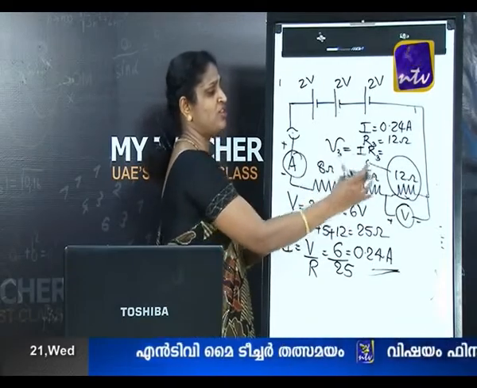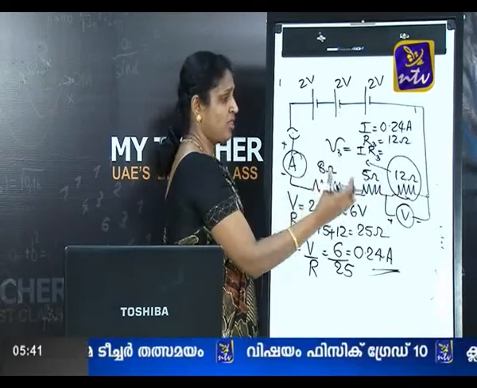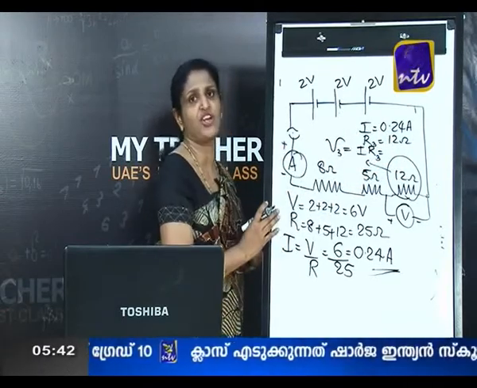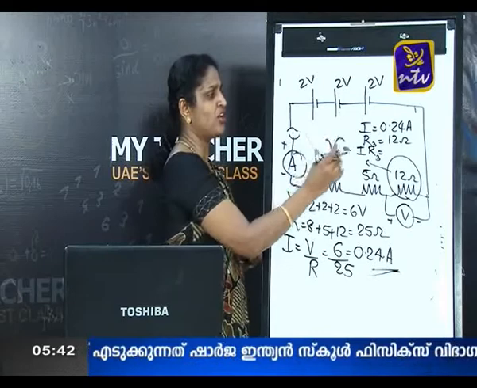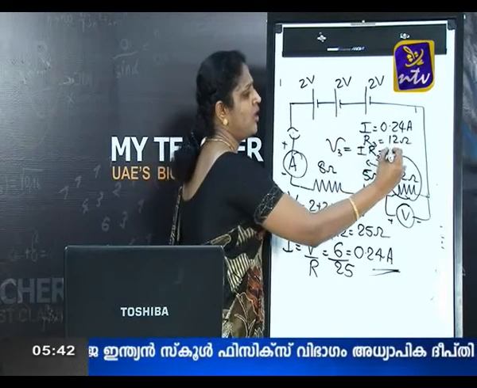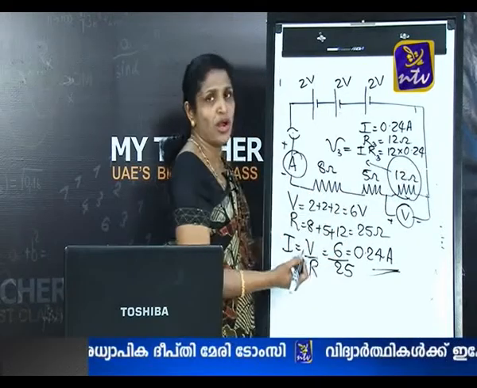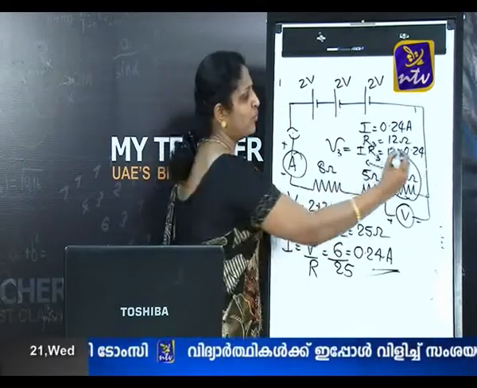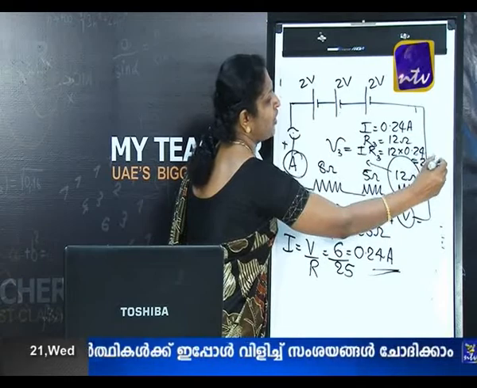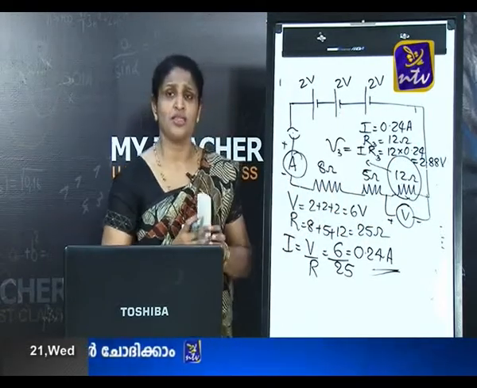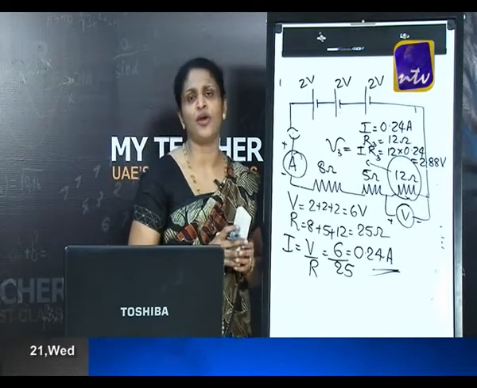It is the third resistor. This is R1, this is R2 and this is R3. Then the resistor R3 is equal to 12 ohm. The current through that resistor is 0.24 amperes. The voltage across that resistor is IR3, that is 12 into 0.24. When you multiply 12 into 0.24, you will get it as 2.88 volt. That means the voltage across this resistor is equal to 2.88 volt.